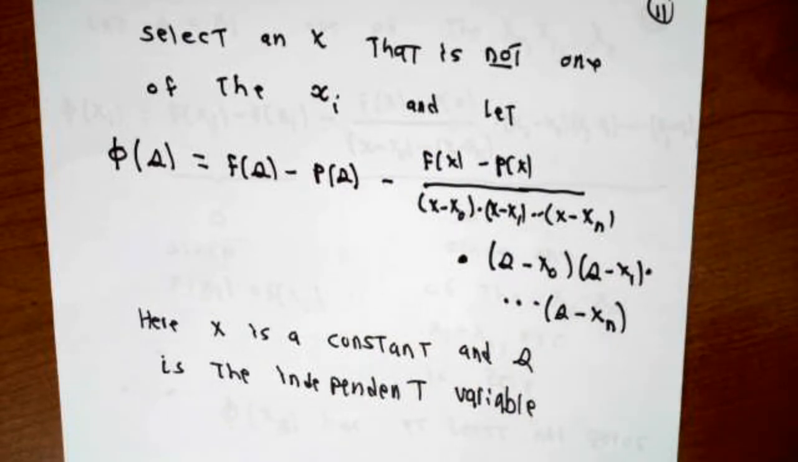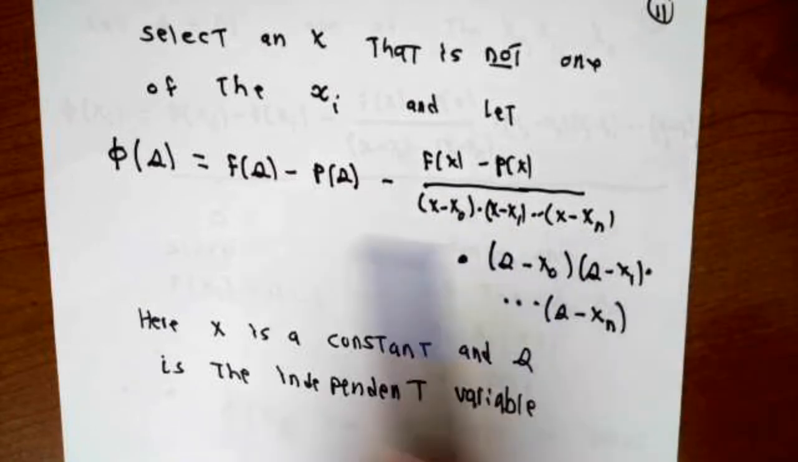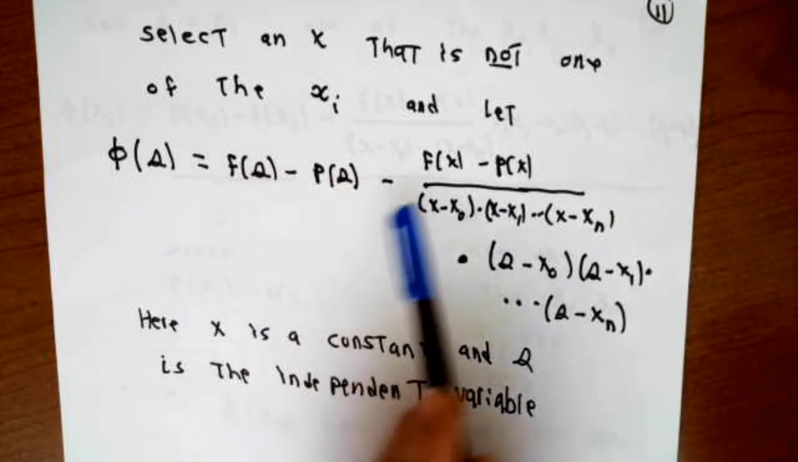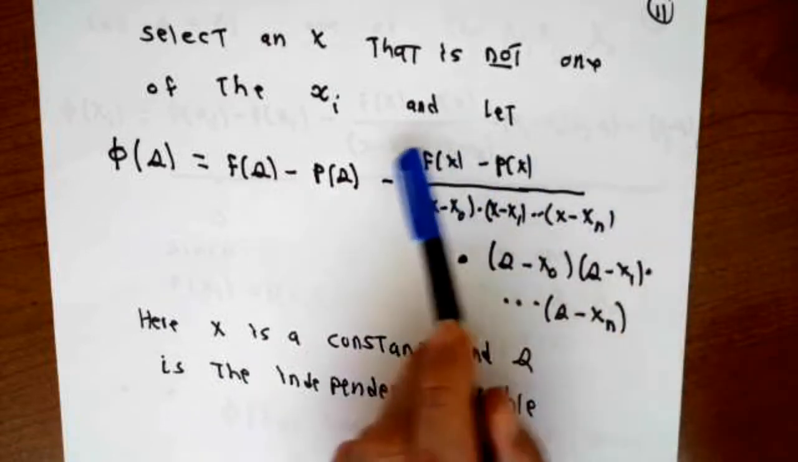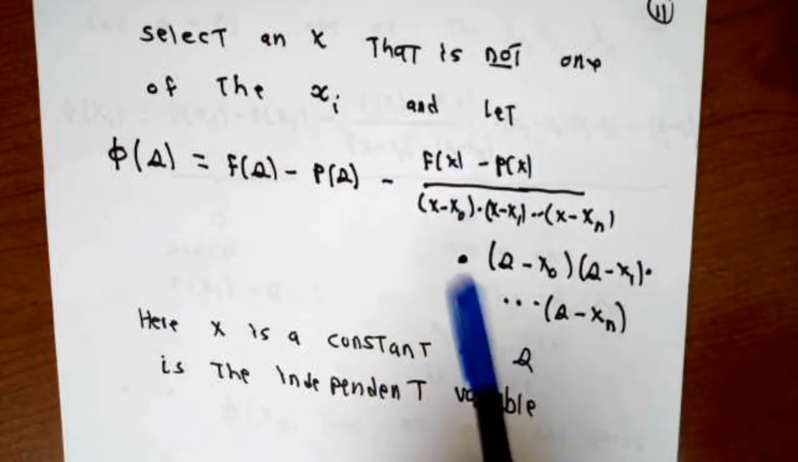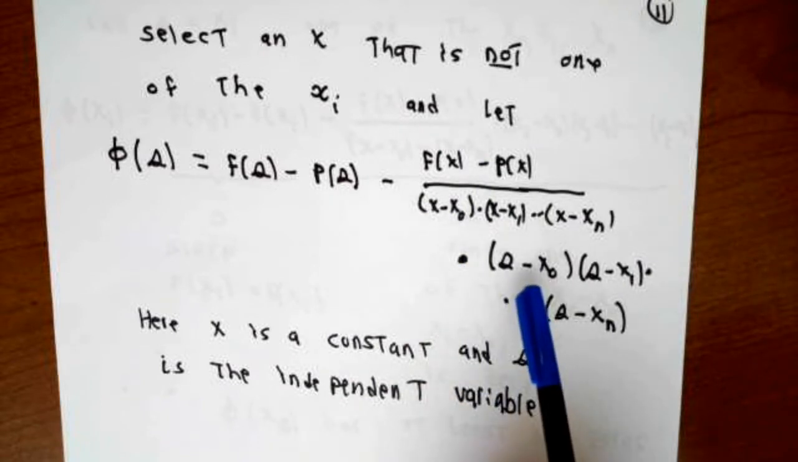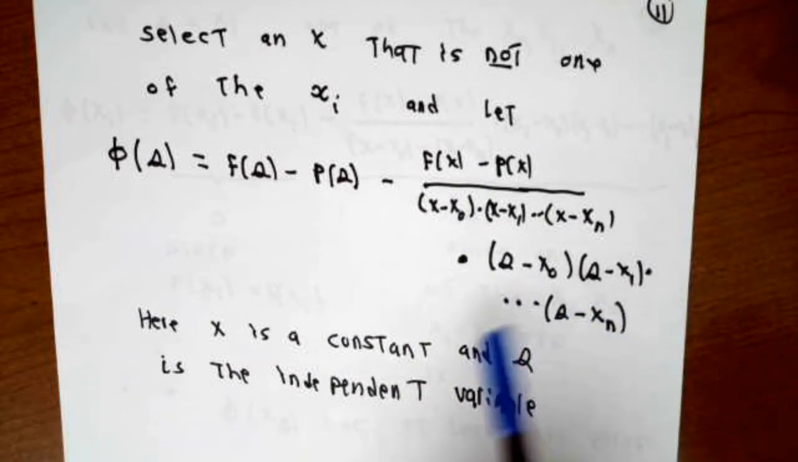Also, since x is not one of the x0, x1, x2 out to xn numbers, none of these factors on the bottom is 0, so it's a perfectly well-behaved constant. F of s minus p of s minus this strange-looking thing, which is actually a constant, multiplied by s minus x0, s minus x1, out to s minus xn. And again, let me emphasize that for the phi function, it's the s that's the variable, not the x.